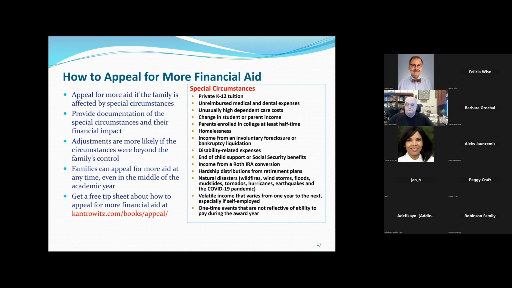Did you know, for example, that the COVID-19 pandemic is now considered by the federal government to be a natural disaster? If you have a special needs child or an elderly parent, and there are costs associated with that individual, or you've had a special circumstance due to a job loss, a salary reduction, or even a death or disability, I encourage you to access that free tip sheet. It will help you in writing that letter of special circumstances. Next slide, please.